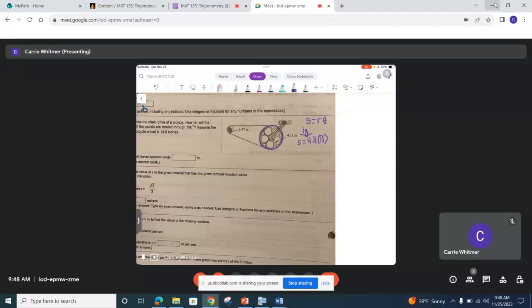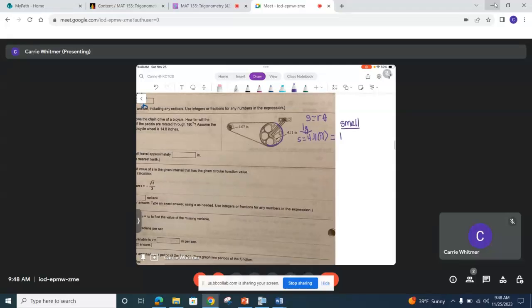Okay, because my chain goes from here. Let me erase where I've outlined it in purple. From here to here. So that's going to be pi. Now we're going to set that equal to the small circle, because that arc length is going to equal 1.07 theta, and we need to solve for theta there.